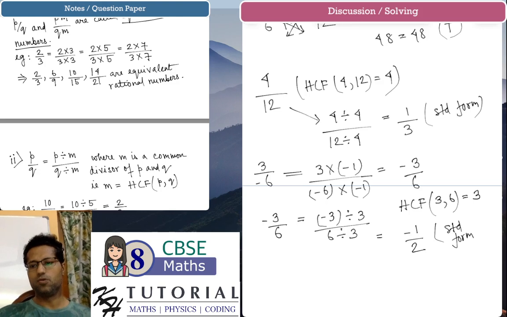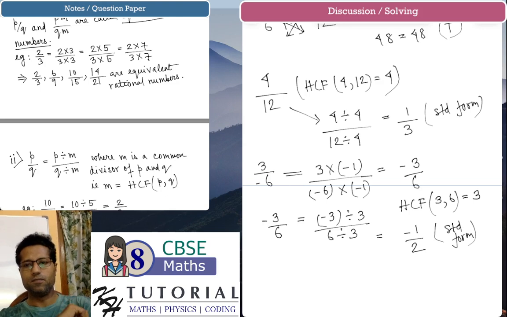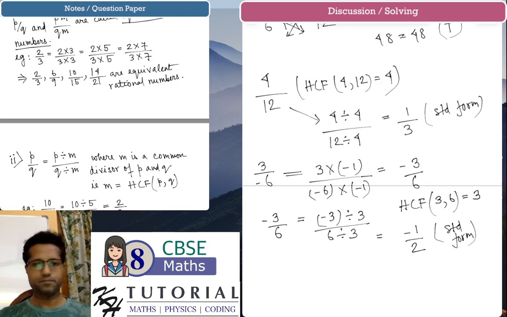I hope you got the idea of how you convert a rational number which is not in standard form to standard form, and how you make the denominator of a rational number positive if it is negative.